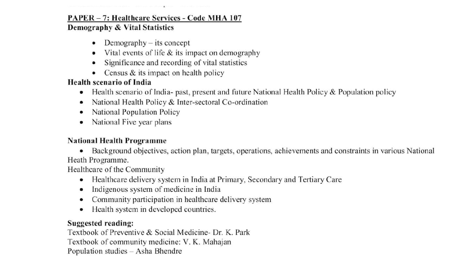And the second thing is the Directorate General of Health Services. You write it like that. First one is the central. In central, there are main units working for health. First is the Union Ministry of Health and Family Welfare. The second one is the Directorate General of Health Services. Third one is the Central Council of Health.